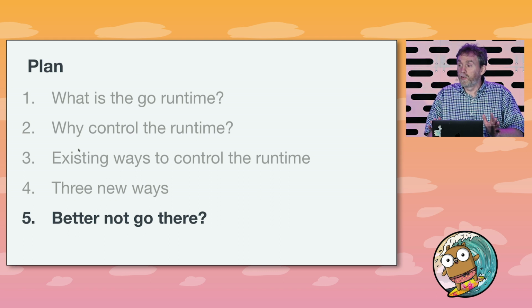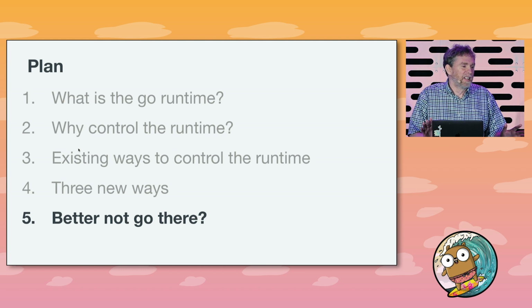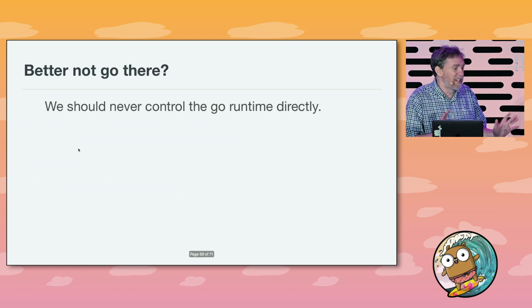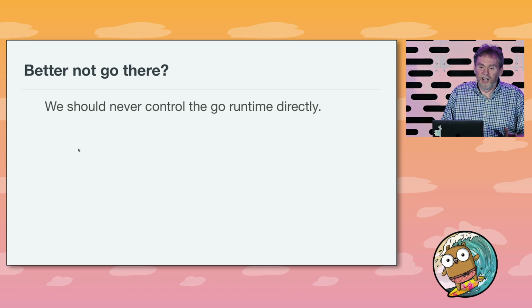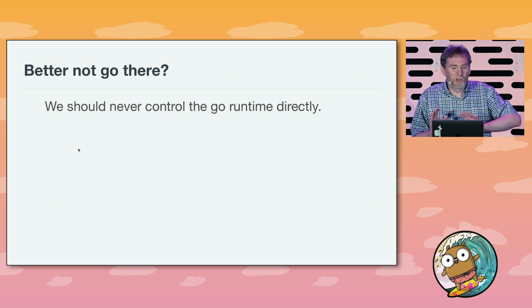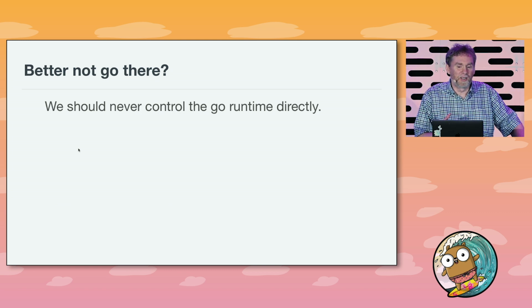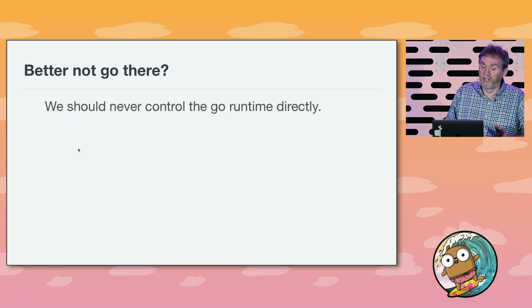But I think some of you, perhaps a lot, may be thinking, this is a terrible idea. Don't do this. Don't do this. We should never control the runtime directly. That's not a good thing to do. Why would you even want to think of new ways to do it? We shouldn't have even done it already. This is a bad idea.